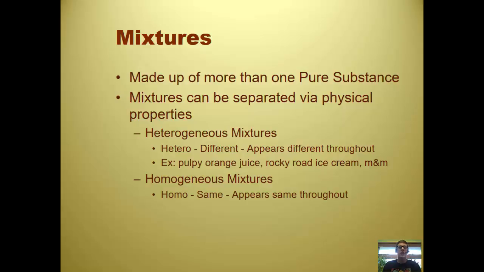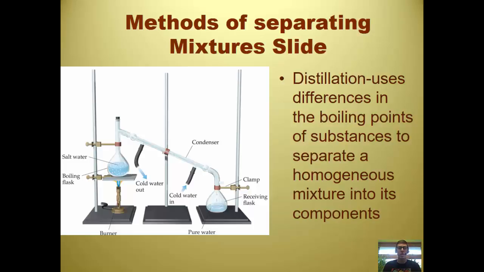Homogeneous mixtures, on the other hand, look the same. They look the same throughout. It's uniform. So 14 karat gold, which is actually not all gold. There's some silver in there. Iced tea. You can see it just looks like one brown liquid.